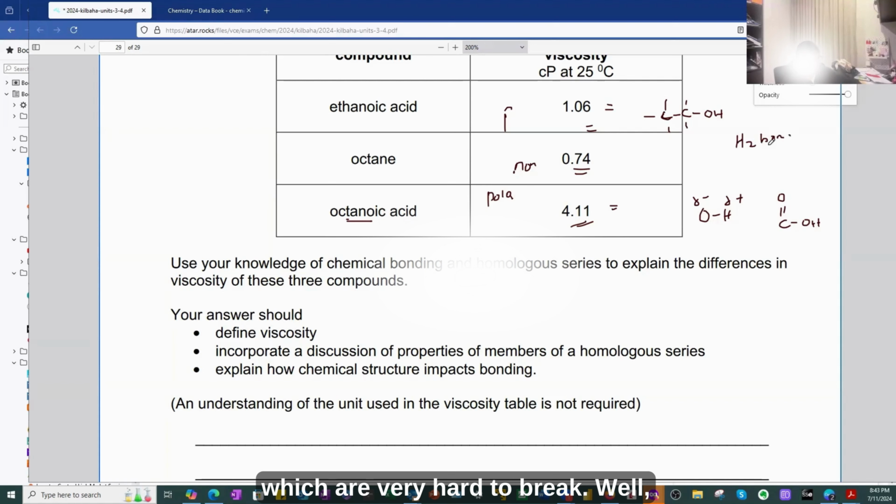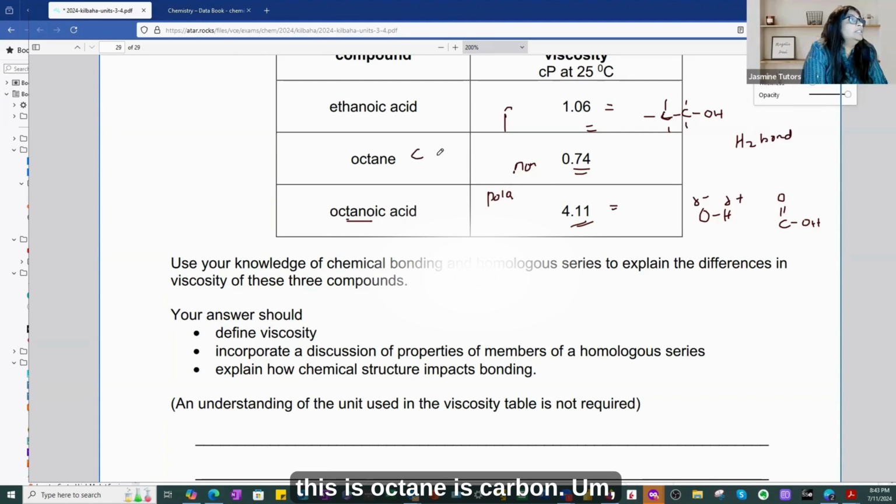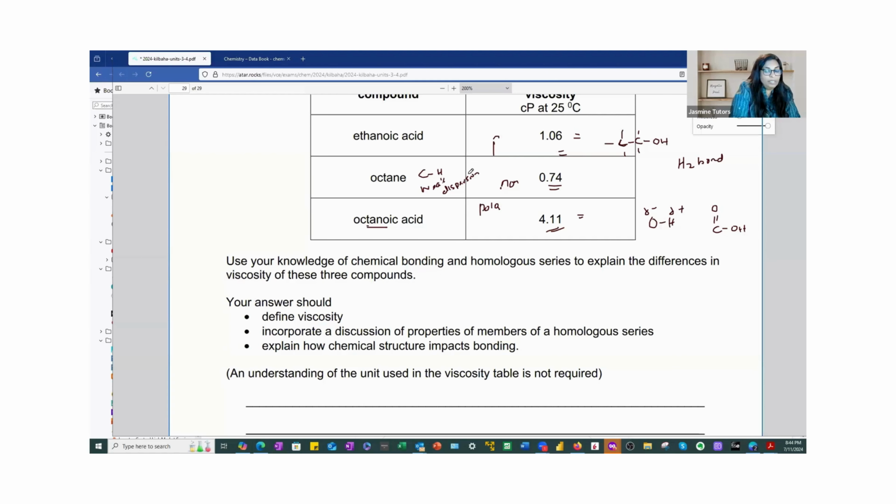Whereas octane is a hydrocarbon. There are very weak dispersion forces. These weak dispersion forces allow the molecules to slide over each other. That's it: weak dispersion forces. That's a lot for one answer. Yeah, 5 marks. You define viscosity.